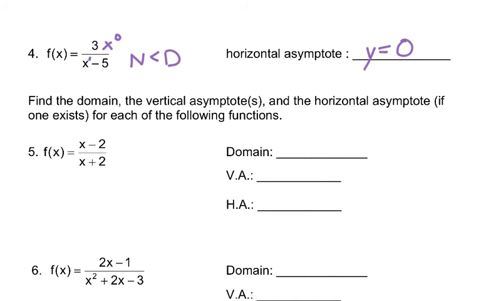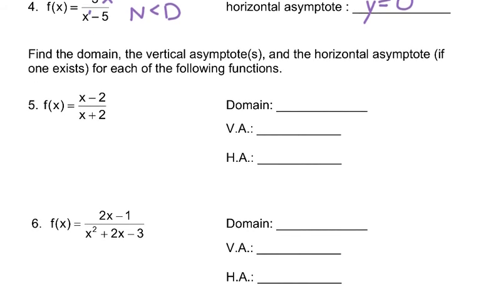Yes? Quick question. On number 3, if you had, let's say, x squared plus x over x squared plus x to the 3, would you add the exponents on both? No, you only look at the biggest one. So it sounds like the biggest one on top is x squared and the biggest one on bottom is x to the third. So then it would be 0 because the bottom's bigger.